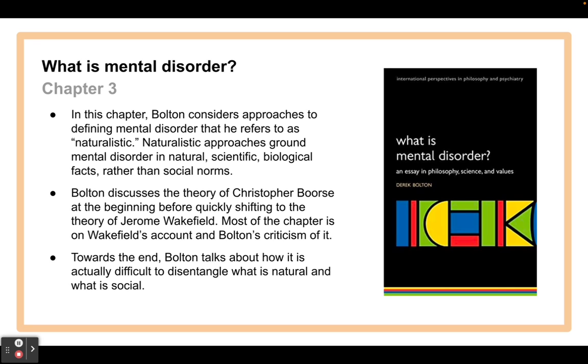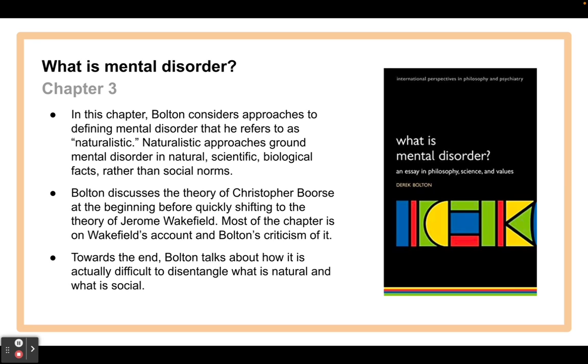So there are two big approaches that Bolton discusses. He discusses the theory of Christopher Boorse at the beginning, but he only discusses that quickly, and then he mainly focuses on the theory of Jerome Wakefield. Most of the chapter is an explanation of Wakefield's account and Bolton's criticisms of it.